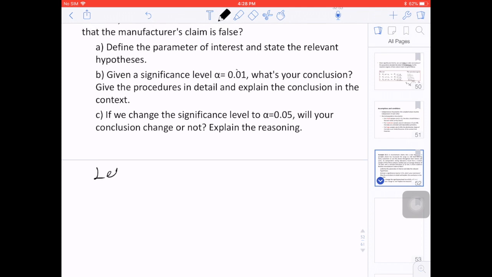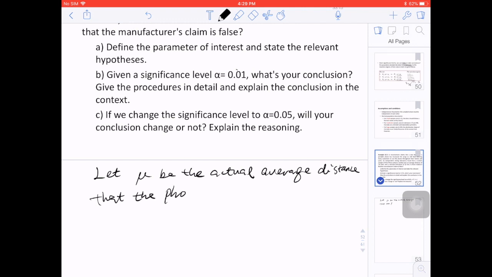So first of all, we're going to define what's the primary interest in this question. Okay, so I will let mu be the actual average distance that the phone works. Okay, so my null hypothesis could be mu is equal to 150.